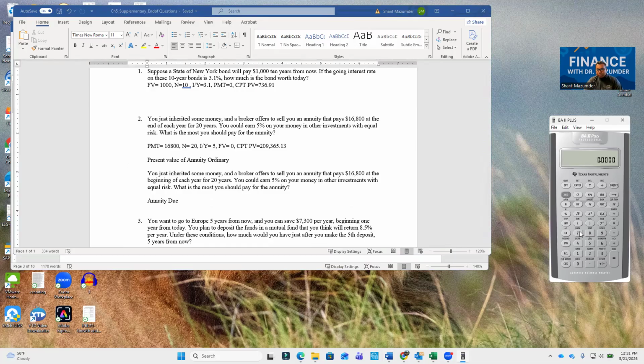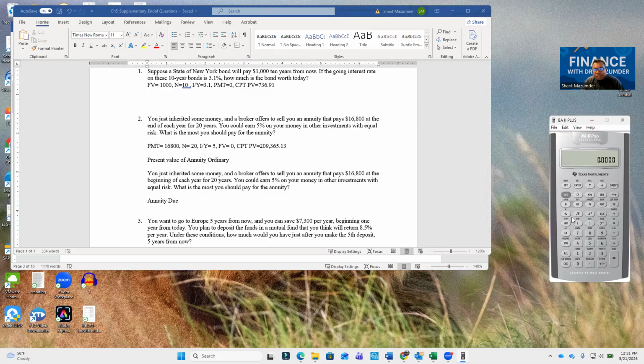So here is the second button. Look, on the payment key, there is BEGN, beginning. So if you hit second payment, sorry, let me do it one more time. Second payment, enter. Second set. Look, I'm doing it one more time. Second payment, second set. Now it is in ordinary annuity mode.